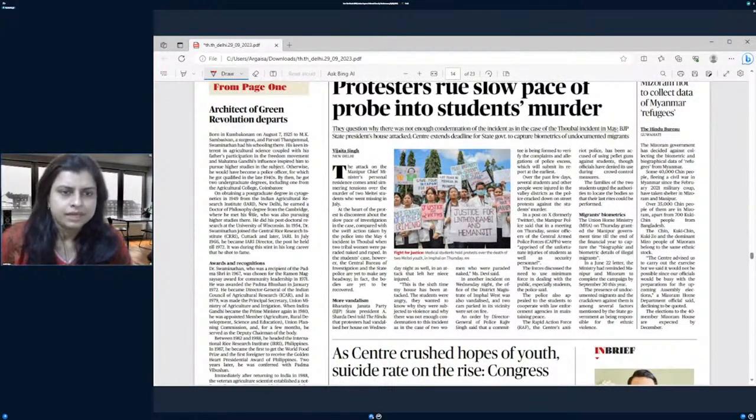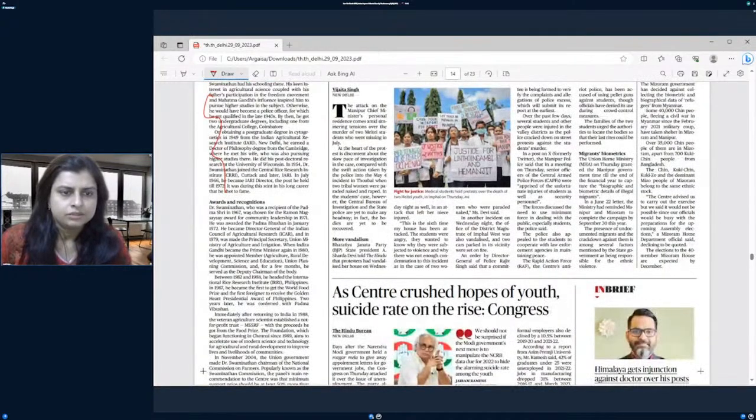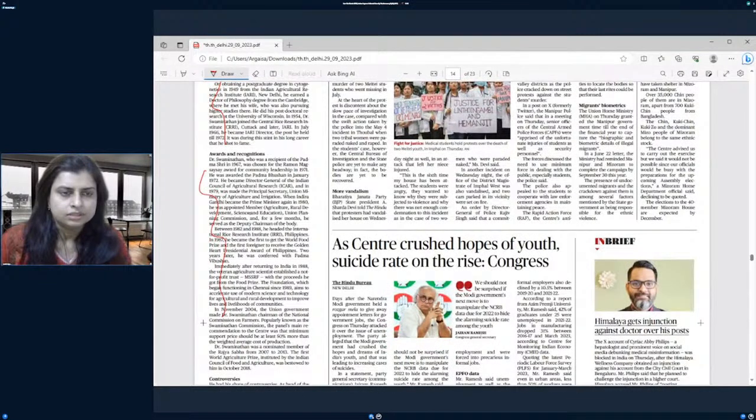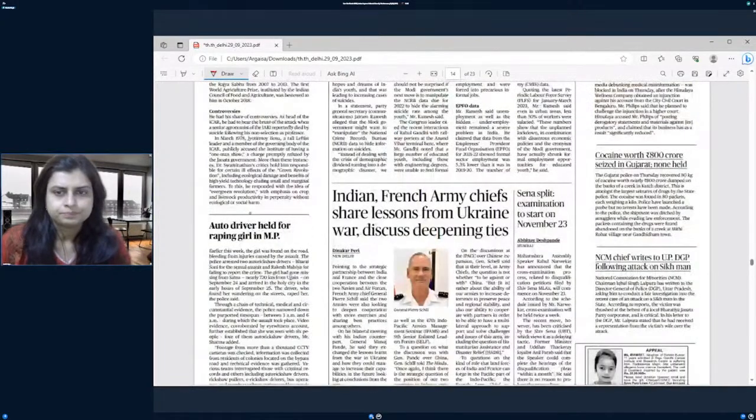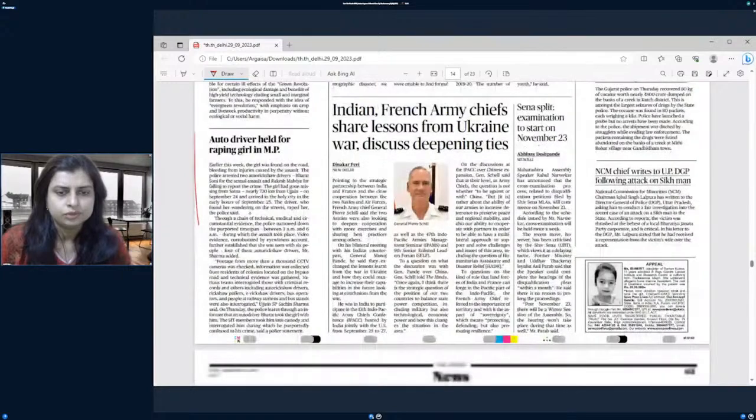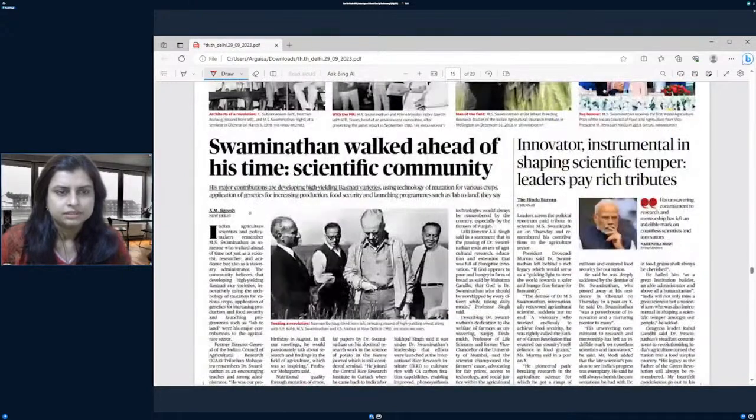Now, you can have a little bit of idea about the person. Here it is all about his qualifications, and how his life was. Here the author is talking about the awards and recognition that Dr. Swaminathan got during his study period. Next, moving on to the 13th page.